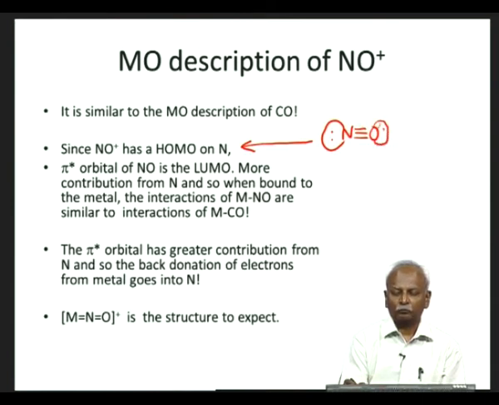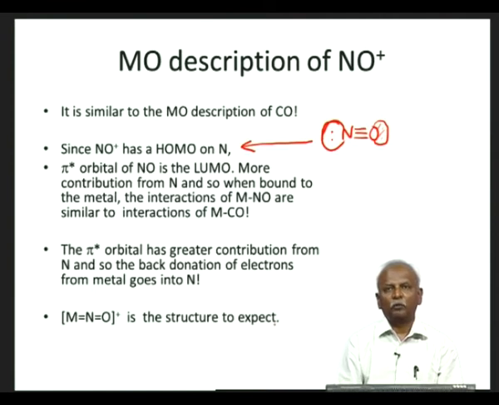And so this pair of electrons which is present on the nitrogen would be donated to the metal. So, this is very similar to what we had for carbon monoxide. Carbon monoxide had a pair of electrons on carbon, and that end was donated to the metal.